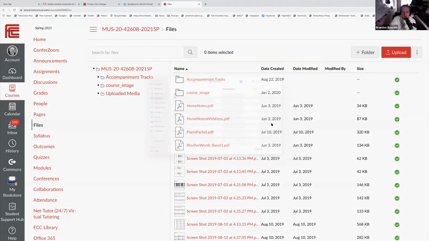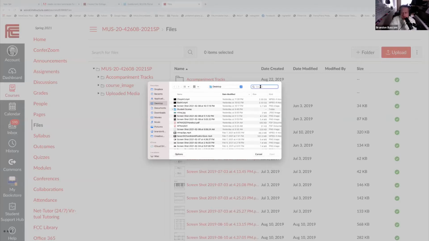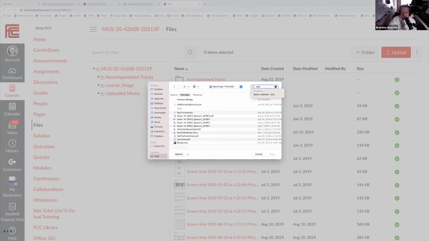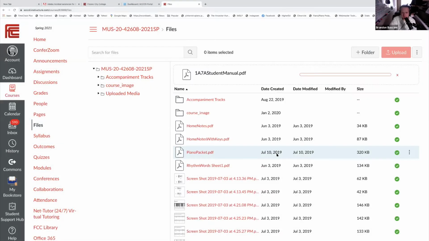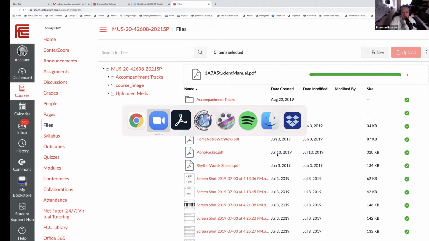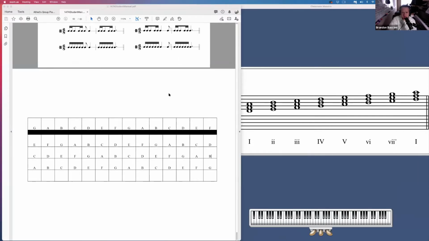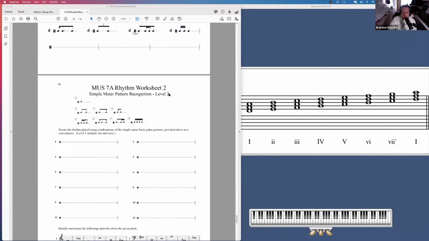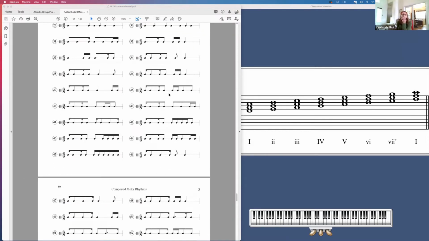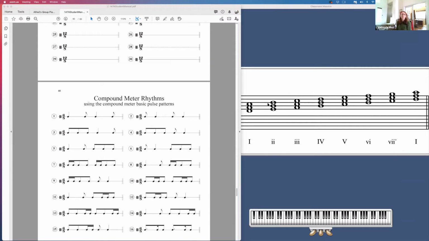So I'm gonna upload that to the files section of Canvas. And it's gonna be listed as 1A, 7A, student manual. And this manual is like 63 pages long. So it's got a lot of info in it and a lot of stuff that's not going to make any sense until you get to theory or ear training with me. What's that? Say that again, Luda. What name will it be, how will it be named, that file? It'll be named 1A 7A Student Manual.